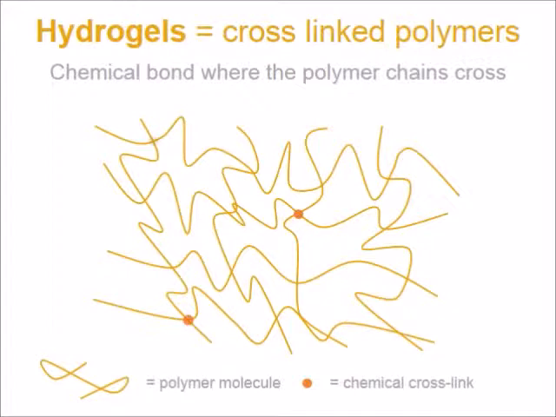A hydrogel polymer network, however, is more complex. Here the polymer chains are being cross-linked with each other. This drastically alters the texture or consistency of the polymer solution. It becomes a semi-solid, as shown in this video.